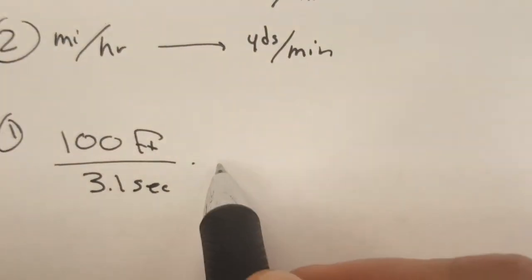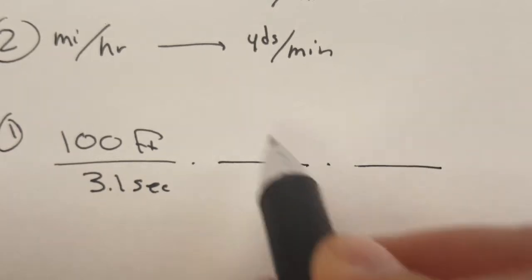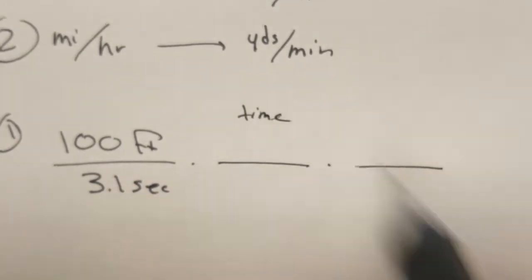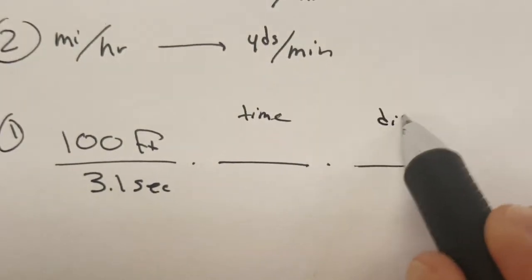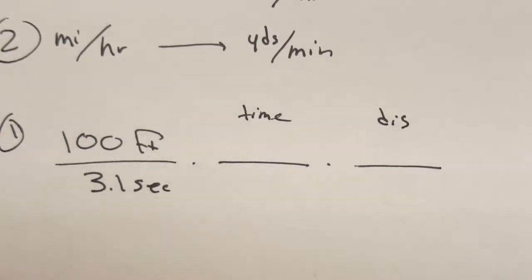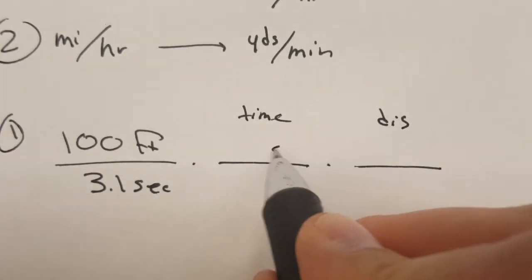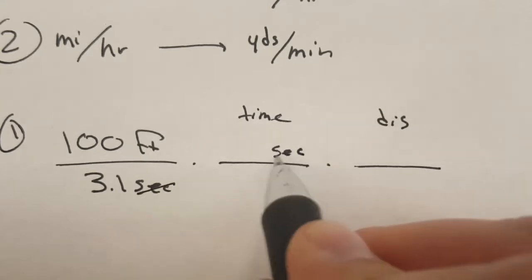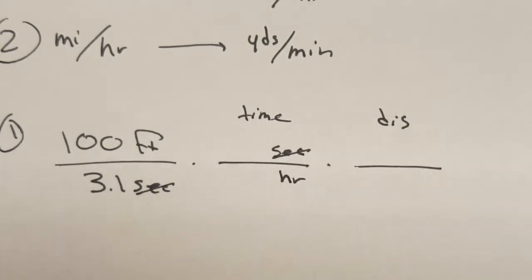What do you mean double conversion? Well, we have two things to convert. We've got to convert the time, and we need to convert the distance. All right, so what do we want? We want to get rid of the seconds. So I'm going to put seconds up here. So this and this will cancel. And I want hours to be left over. So what goes in here mathematically?